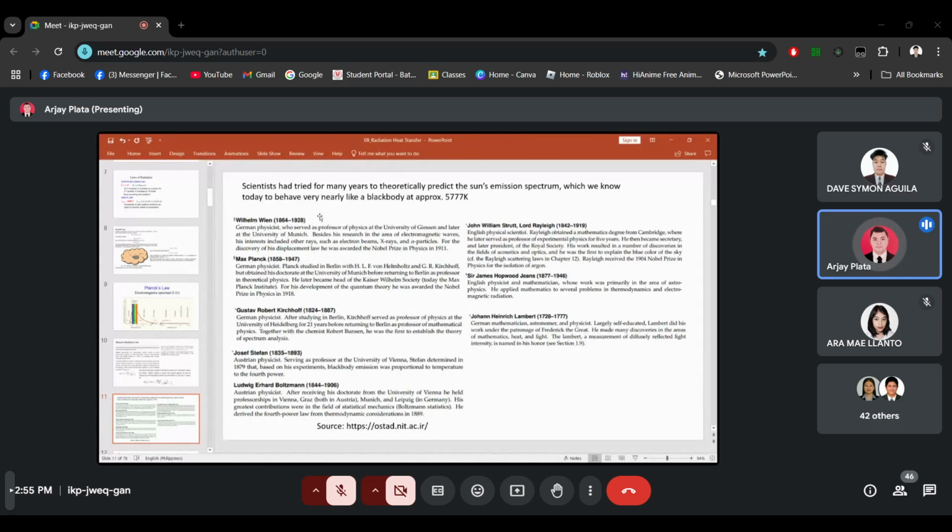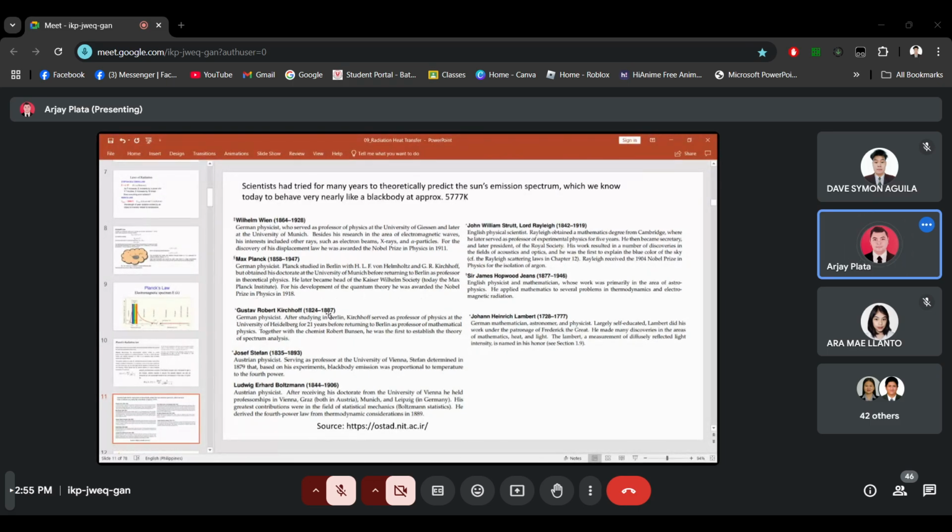You can also do research on their whereabouts, and why they are considered pioneers in radiation. So we have here the equation.